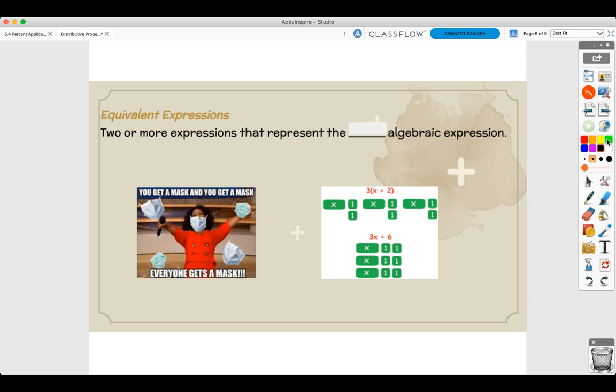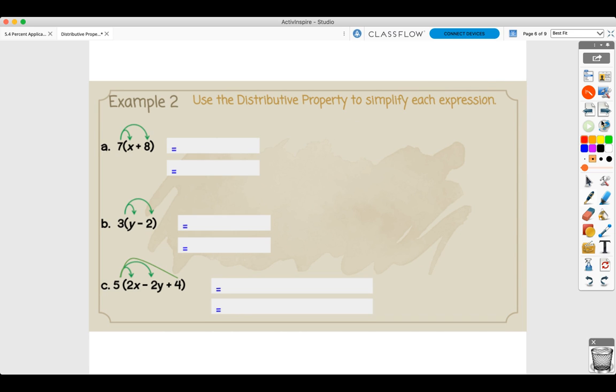Remember, equivalent expressions are two or more expressions that represent the same algebraic expression. So now we're going to be going on with variables. Use the distributive property to simplify each expression. You don't always have the benefit of the loops if you're doing it digitally, but if you're writing this in your notebook, which is completely acceptable, I always think it's nice when you're first doing the distributive property to draw these little loops. I do it all the time. I remember doing it over and over again when I was a student. That way you just know the distributive property is not going away.